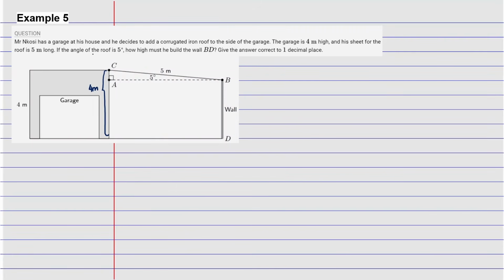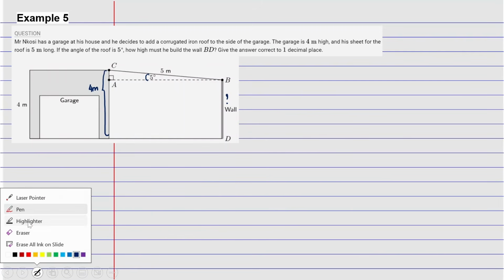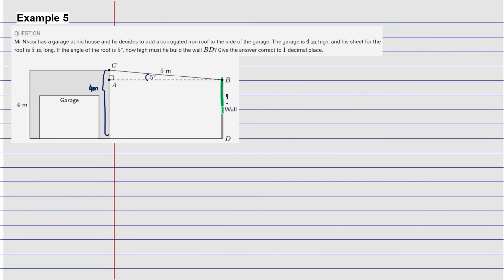Then they say that if the angle of the roof is 5 degrees, so this is the angle, right, is 5 degrees, how high must he build the wall BD? So we're looking for this wall. Then they say to give your answer in 1 decimal place. So we're looking for this portion. Let me just highlight it so you can see it. We're looking for this, right?